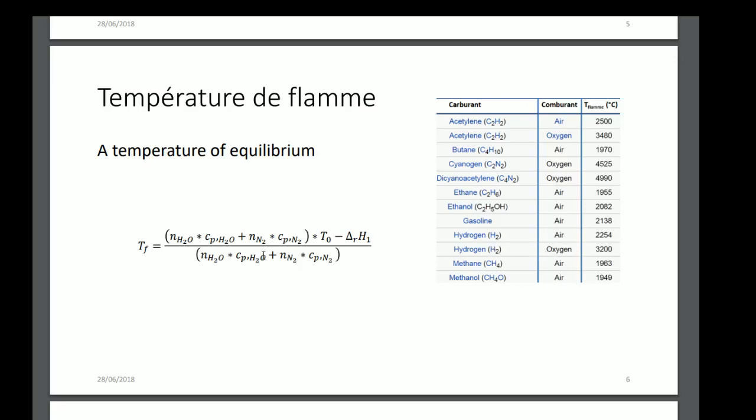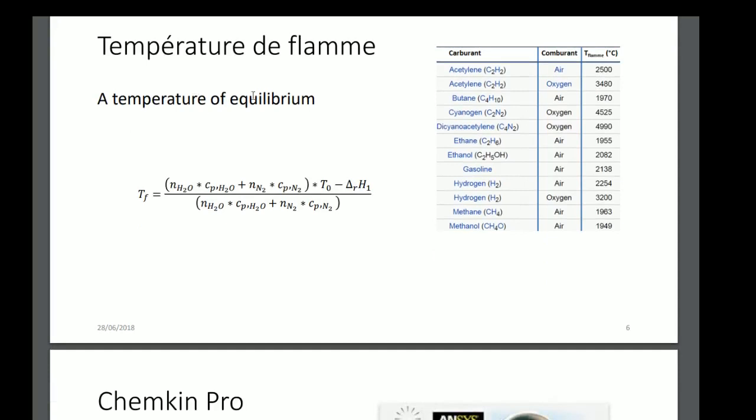The reason we call it flame temperature is because when you do a barbecue, you put your coal, you put fire, and the temperature will slowly increase until it reaches a maximum. This maximum is the temperature of equilibrium, which is what we call this. And then you have your sausage that you cook and then eat. And this is why we call it the flame temperature. So yeah, that's it for this.